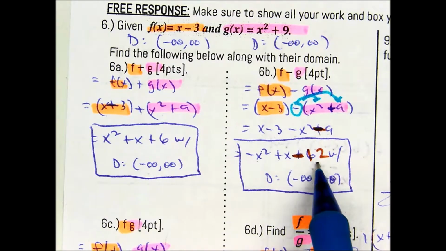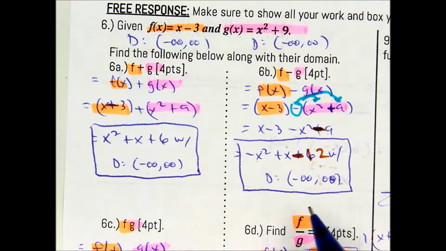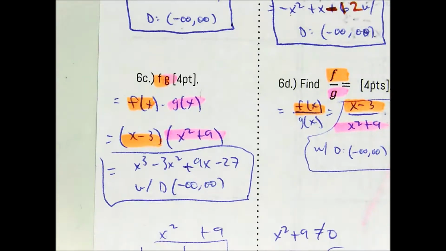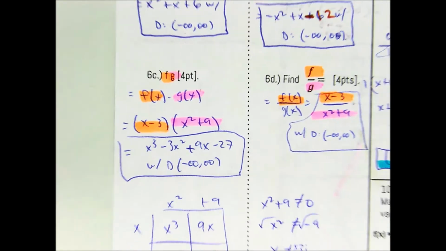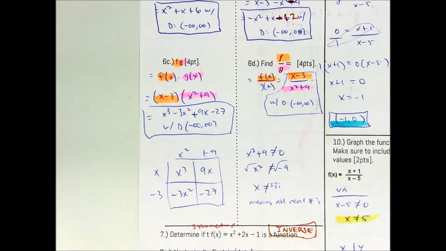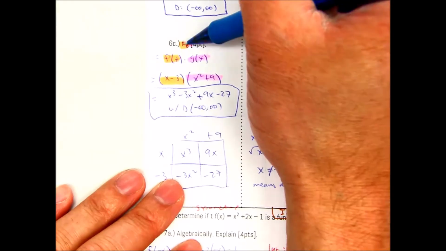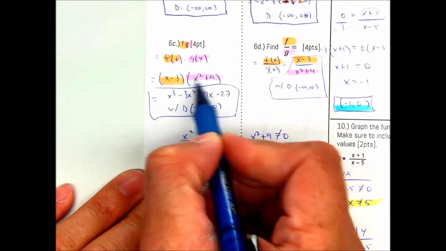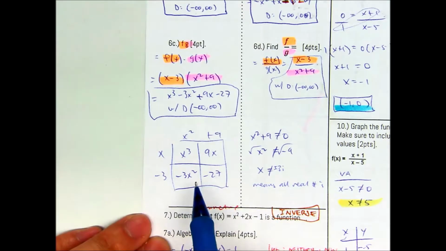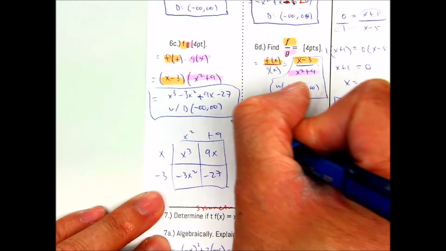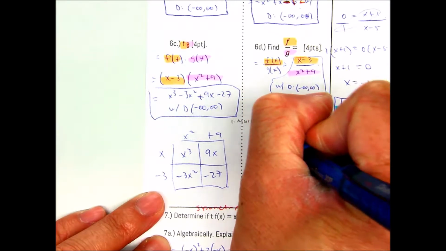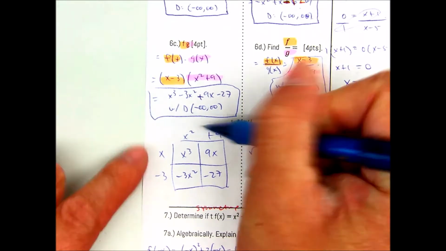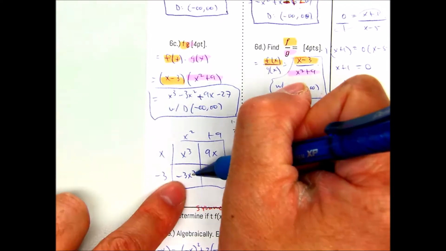Question number 6. You don't have a math operation, so it's multiplication. It's f times g. When you do that, you can use FOIL or the box. Here's my box. Same thing, you're going to multiply first and then combine like terms. So that becomes x cubed, 9x, negative 3x squared, negative 27. Same thing. Which one has the least restrictive domain? It's negative infinity to positive infinity.